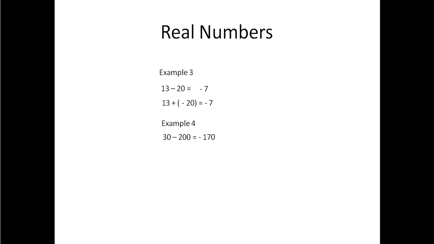Let's look at another example, 30 minus 200. If I want a very quick answer, I take 200 minus 30, which is 170, and then I put a minus sign in front of 170. So my answer is minus 170. This is a very quick way of getting the answer, but you need to know why you are doing this and the reason behind it. And here is just another way of writing 30 minus 200, 30 plus bracket minus 200.